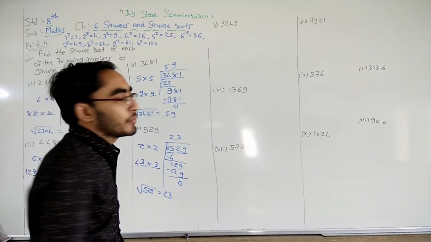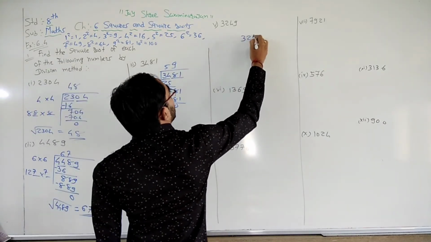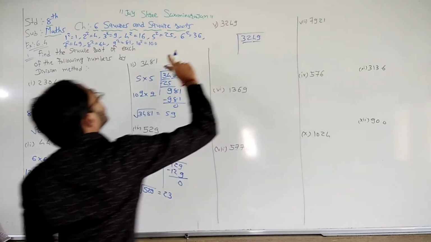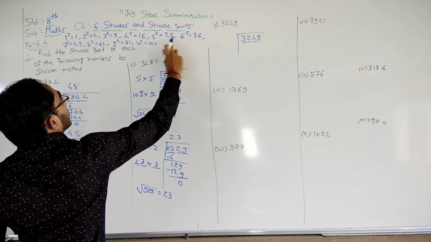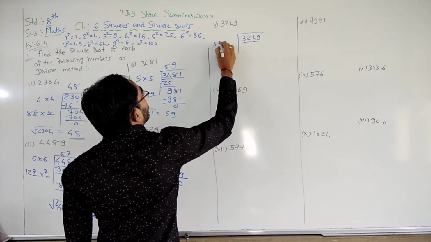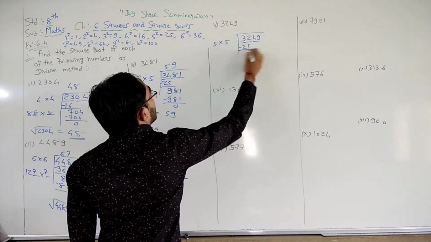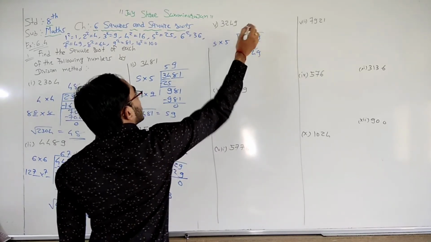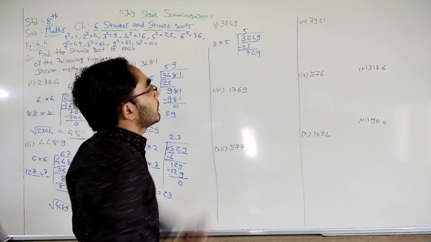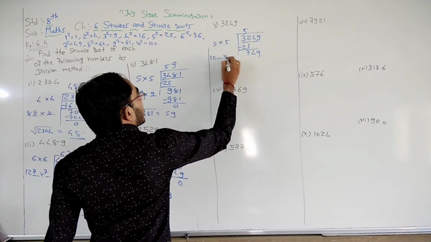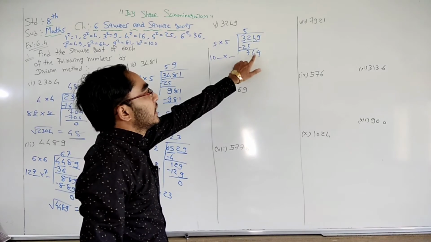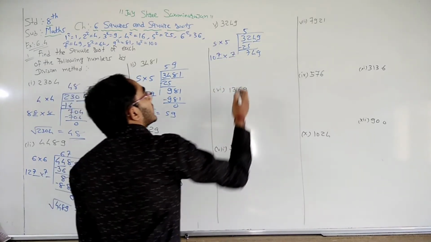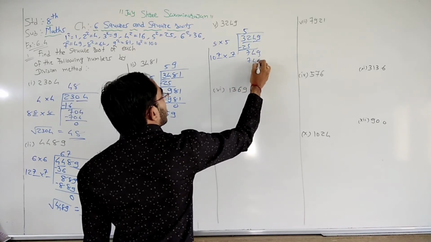Now here we have 3249. First of all, make the pair of two digits. Now 32 lies between 25 and 36. So out of that, the smaller number, 5 5s are 25. 49 comes down. Okay, 5 we need to put here as well. Now 5 multiplied by 2 is 10. One space blank, one space blank. Here we have 49, so 7 7s are 49. So put 7 here. Now 107 into 7 becomes 749.